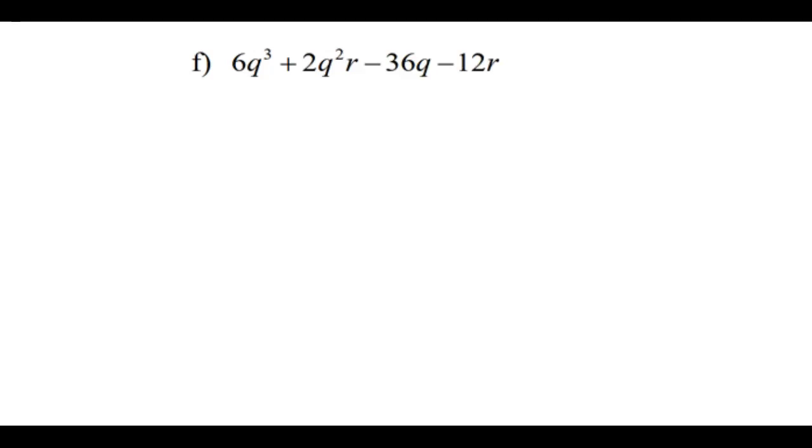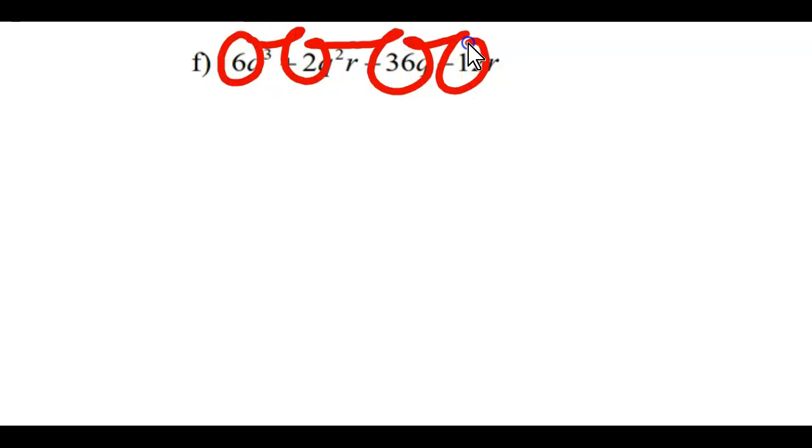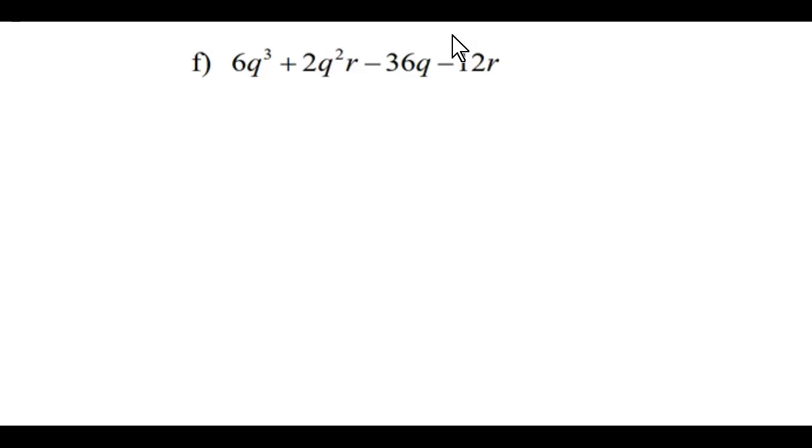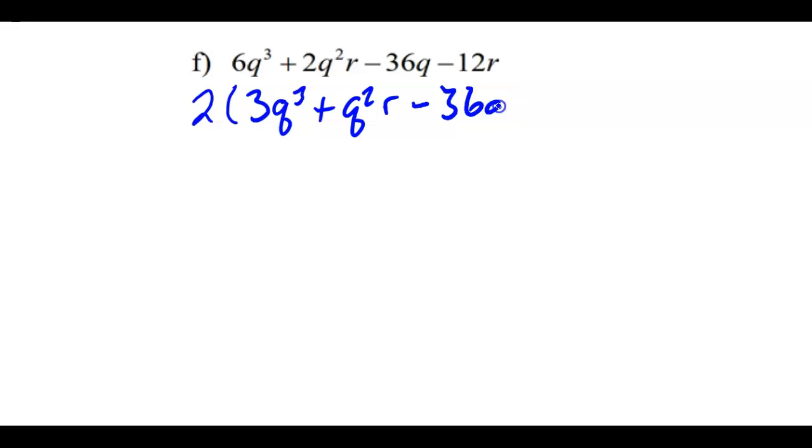So our last problem, based on the one I just did, I'm looking at the 6, the 2, the 36, and the 12. And I'm seeing all of these actually divide out by 2. So I'm going to start with pulling a 2 out as a GCF. So I pull out a 2. I'm going to be left with 3q cubed plus q squared r minus 36q.